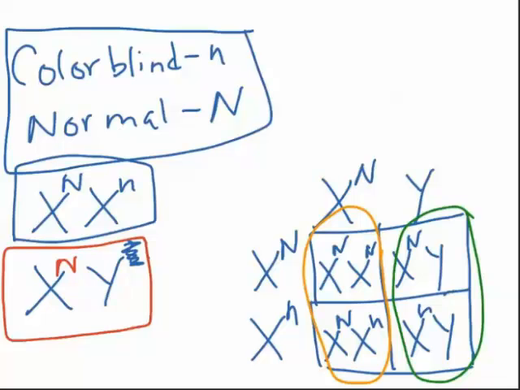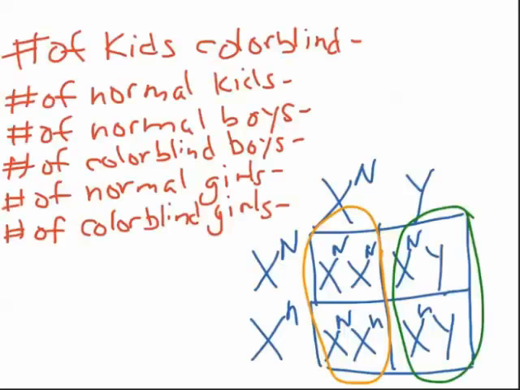So let me erase that for a second. Okay, so if I'm looking at the Punnett square that we just did, there are several things I can ask you. I can ask you how many kids they had would be colorblind. I could ask you how many kids are going to be normal, how many normal boys will they have, how many colorblind boys will they have, how many normal girls will they have, and how many colorblind girls they will have. So that's a lot of different questions that I could ask you. You have to make sure that you're looking at the right thing whenever you answer this.